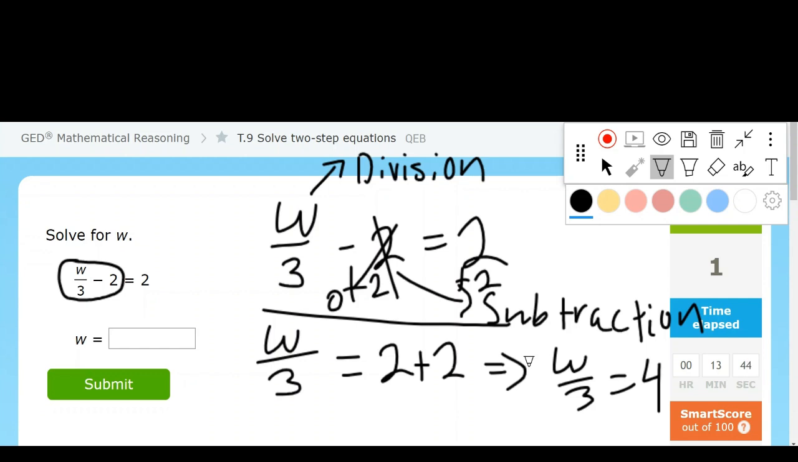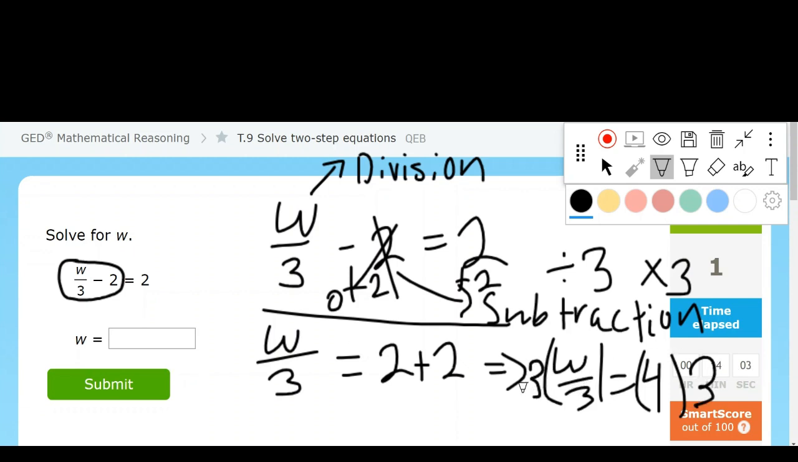Well, what's the opposite of division? Well, it's multiplication. What are we dividing by? We're dividing by 3. What's the opposite of dividing by 3? It's multiplying by 3. So we're going to multiply both sides by 3. And you'll notice when you multiply by 3, the numerator and denominator cancel out to 1. So you just have a W, or 1W, equals 4 times 3, which is 12. Therefore, W equals 12.